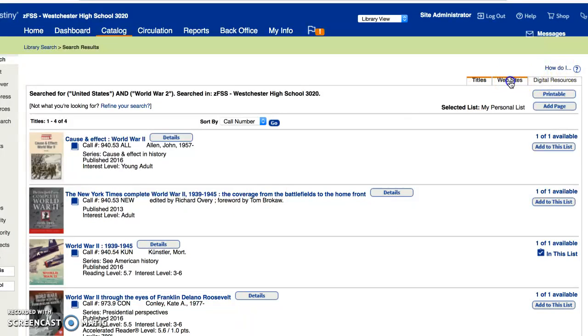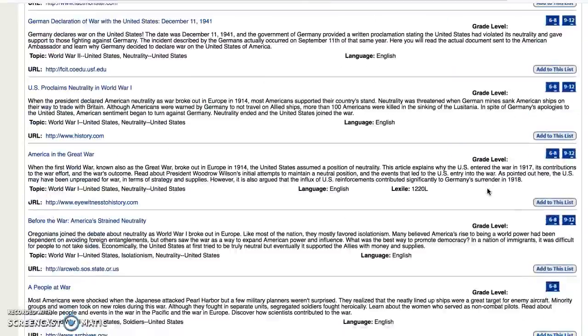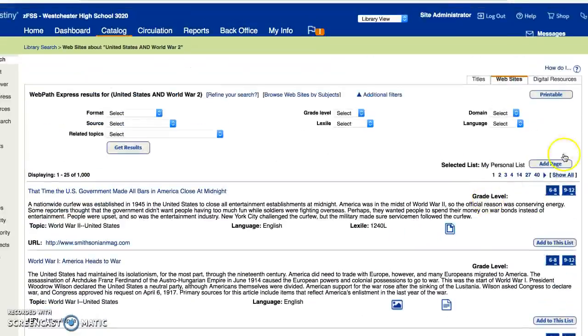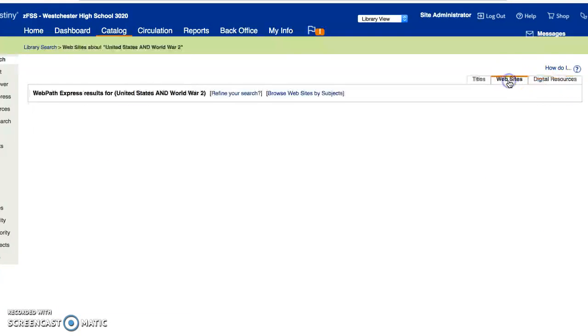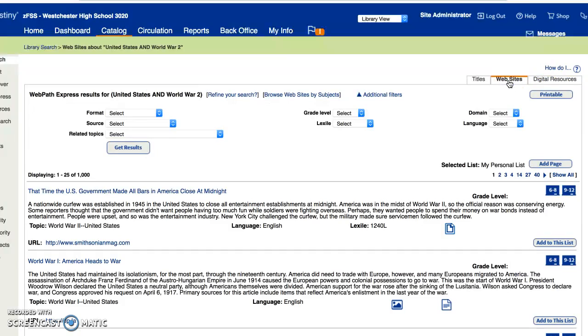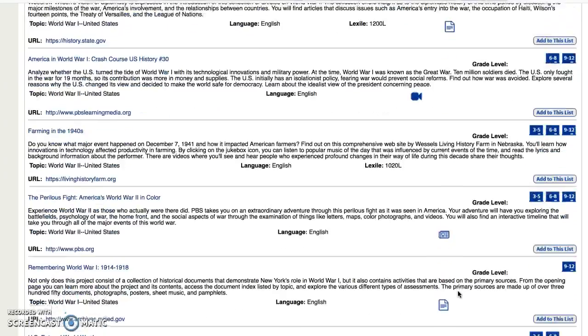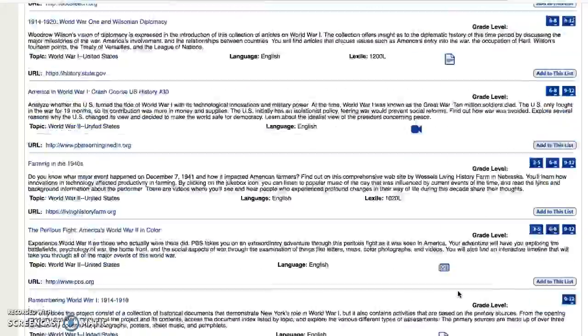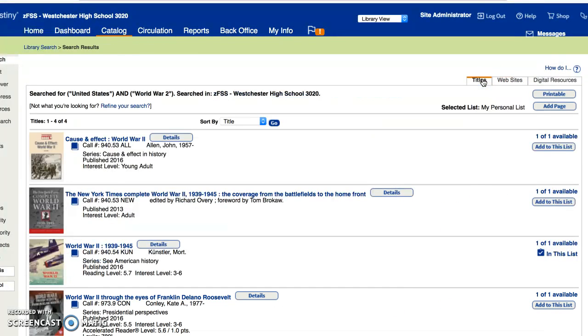things that we want. We can look here and we can see websites that are available. There's a lot. And there's also digital resources. There's actually not any of these here. So this gives you a lot of different options and kind of a way to figure out what you want to be more specific on and what else you would like to use for your paper. So that is a great way to use Destiny that way.